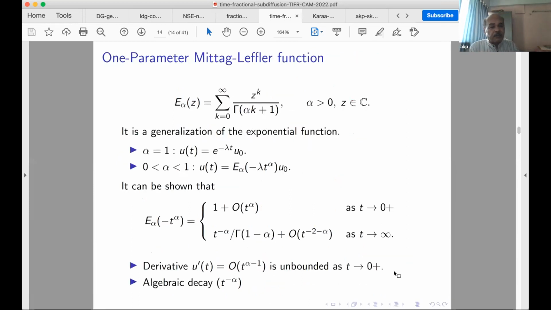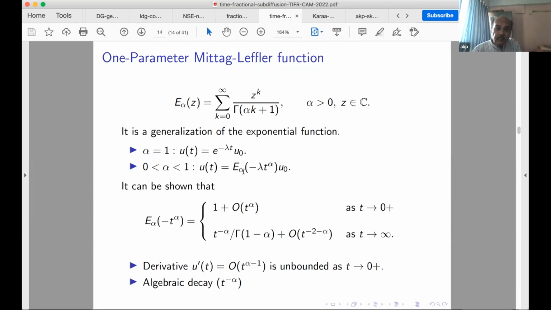So what is the Mittag-Leffler function? It behaves like the sum of z to the power k divided by gamma of alpha k plus 1, where alpha is greater than 0 and z is a complex number. Well, we can talk about complex numbers, analyticity, and all other things, but we are not going towards that. So when alpha is equal to 1, this is your standard exponential function. And when alpha lies between 0 and 1, it is represented by the Mittag-Leffler function of this kind. And this is the solution when f is equal to 0.